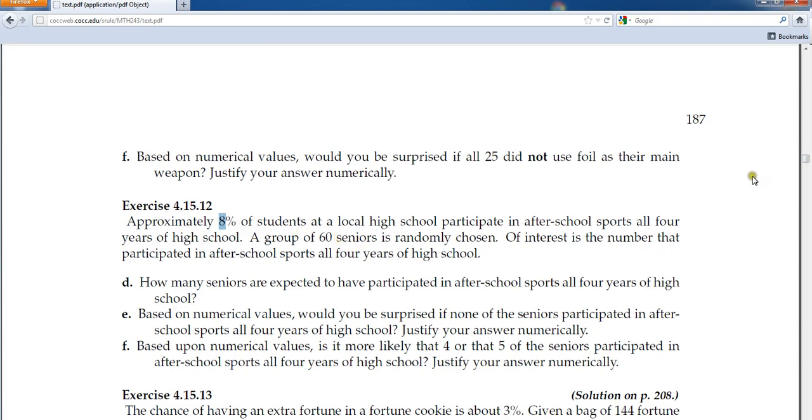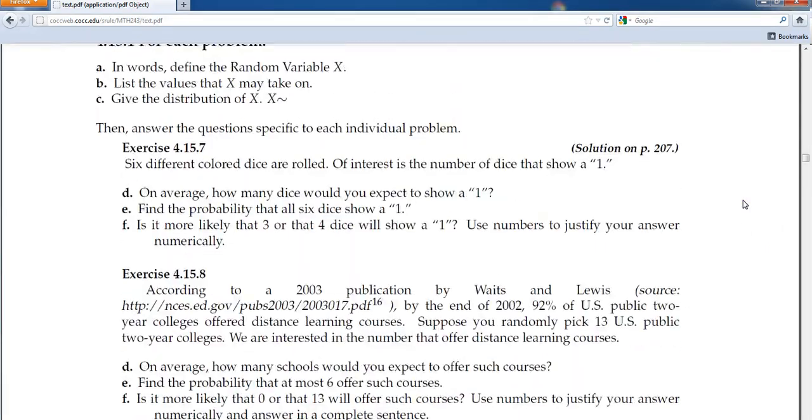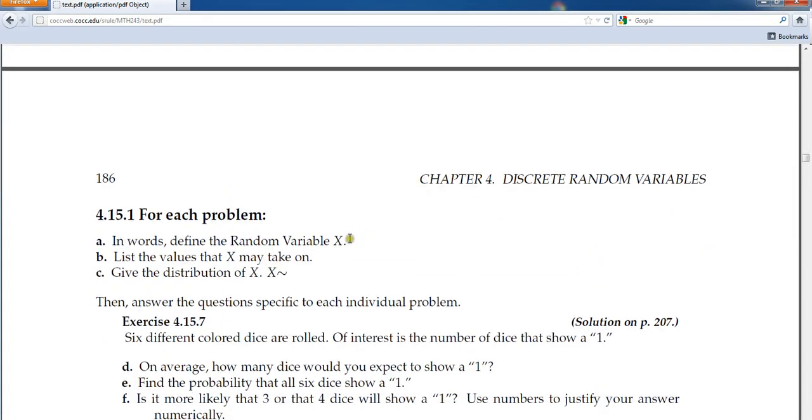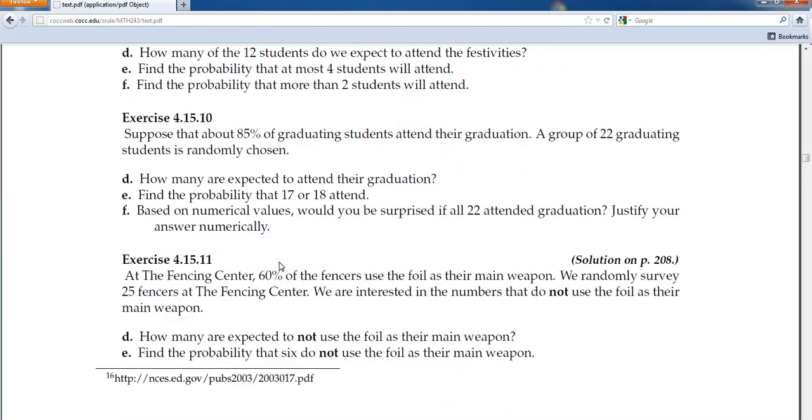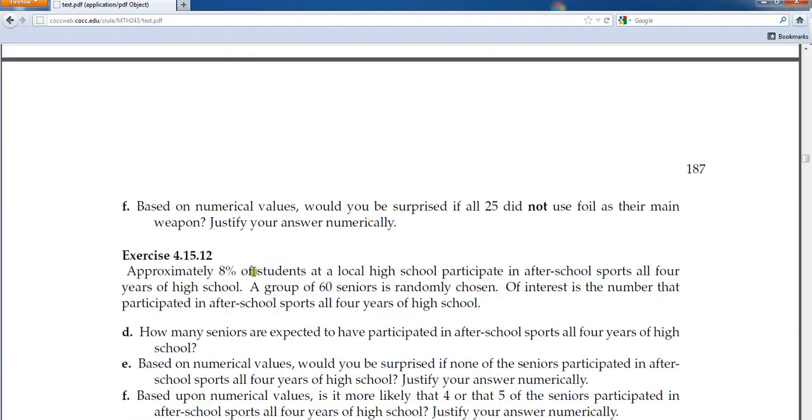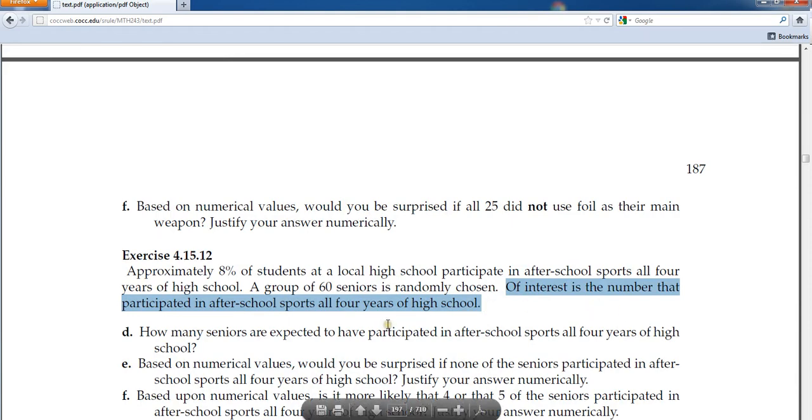Anyway, the book first wants us, I'm going to scroll up here real quick, it wants us to define the random variable x, list the values of x, and give the distribution of x. We're going to do all that at once. We already did one, actually. The random variable x is, they've told us, that of interest is the number that participated in after-school sports. There it is. The number that participated in after-school sports all 4 years of high school. That can take on the values of 0 through 60. So that's our random variable.